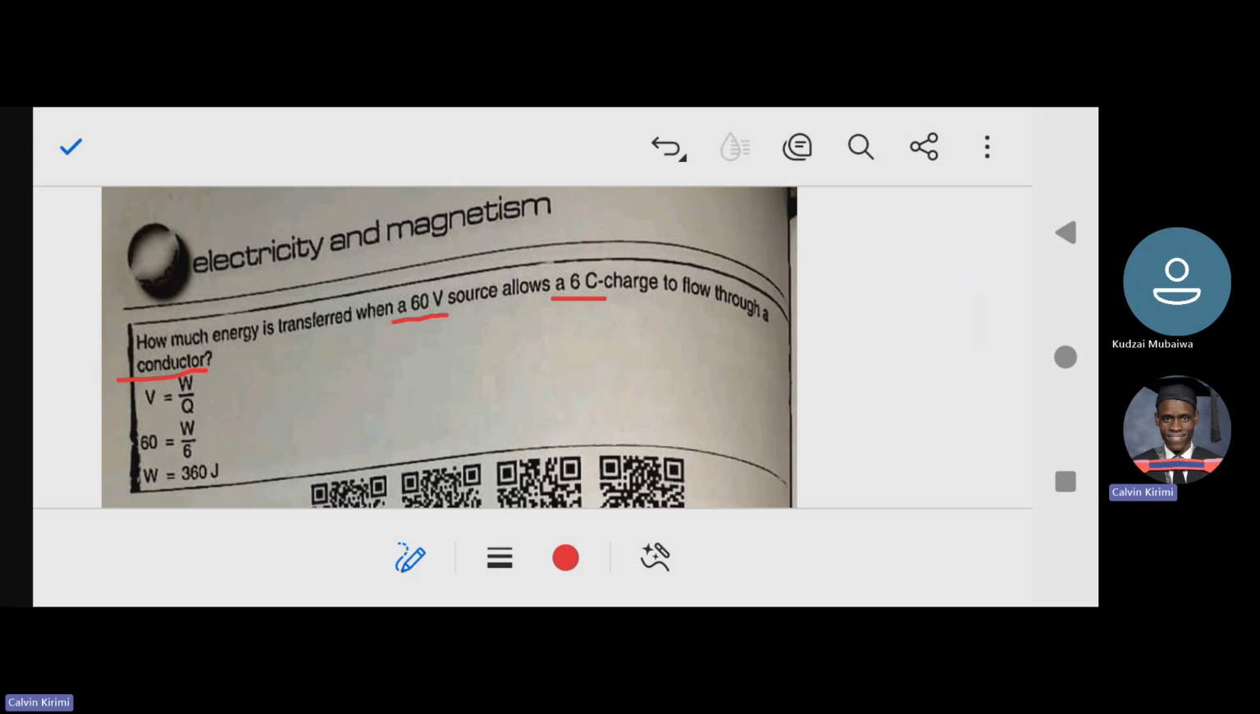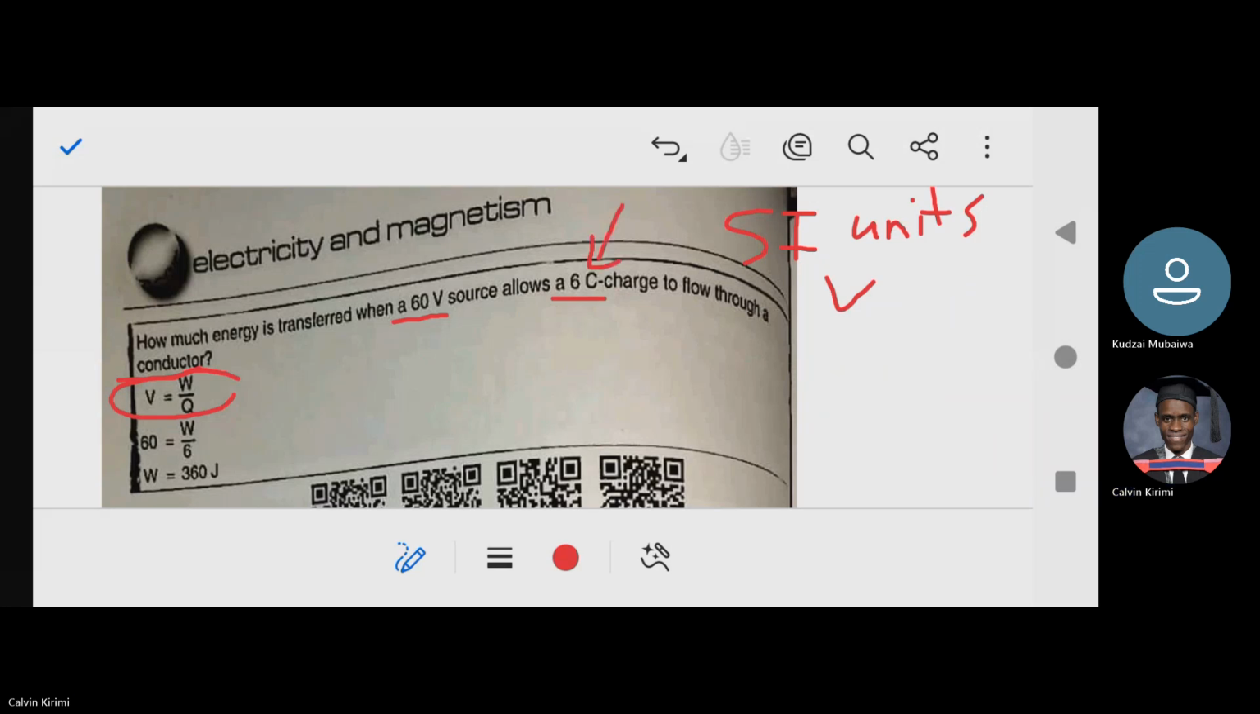So that is the formula which will be given at the back of your question paper. But make sure that you are using SI units when you substitute. When you are given kilovolts, you convert them to volts. When you are given nanocoulombs, make sure you convert them to what?